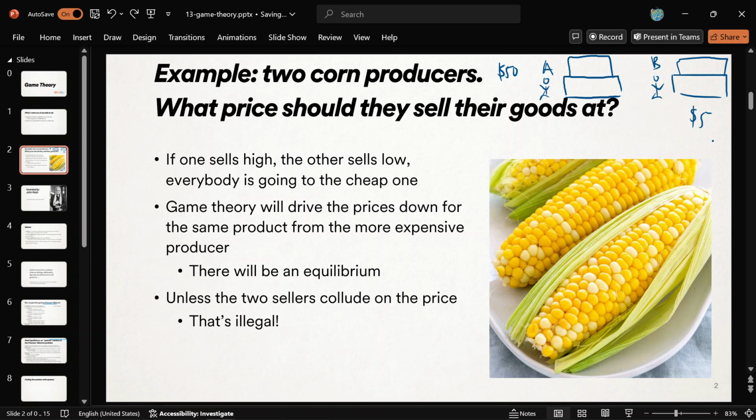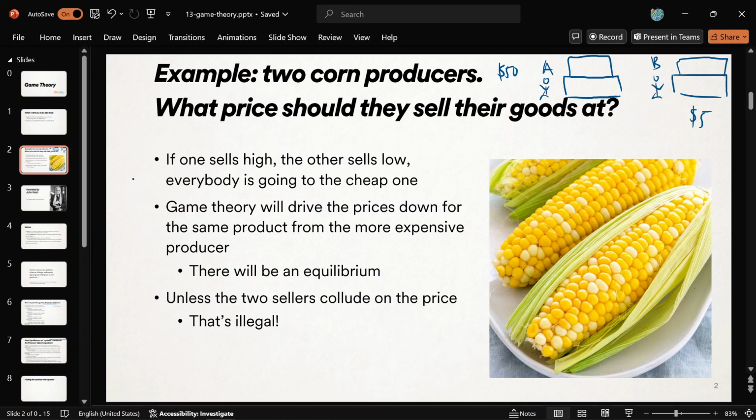That's definitely how economics will play out, right? That makes a lot of sense. Everybody's going to go to the cheap one because corn is mostly corn. You can't really make designer corn, I would say. Okay, especially with that much of a markup.